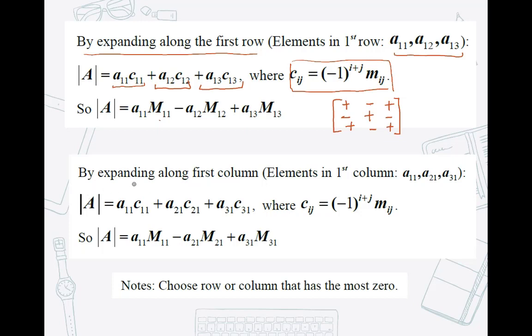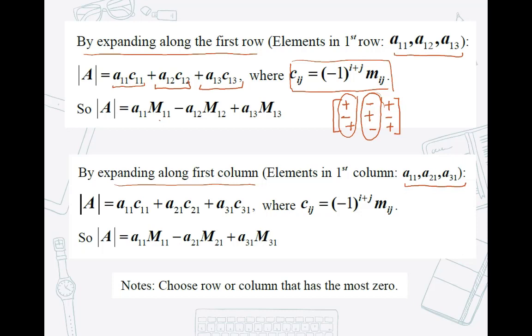Now, we can also find the determinant by expanding along the first column. When we are using column, we will be using A11, A21 and A31. The same goes for the sign. When we are using the first column, it will be positive, negative and positive. So don't think all the formulas are positive, negative and positive. It depends on the row and the column that you choose. For example, if you choose the second column, the sign will not be positive, negative, positive. The sign will be negative, positive, negative.